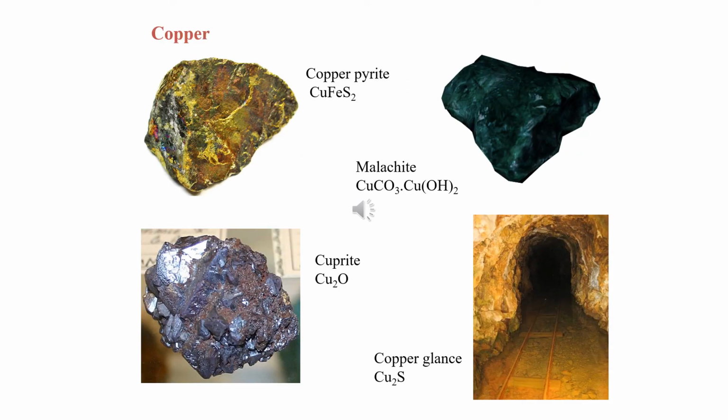Among many ores of copper, four ores have been shown in this picture. The first one with a golden appearance is copper pyrite, formula CuFeS2. The second one is malachite, formula CuCO3.Cu(OH)2. The third one with a silvery luster is cuprite, and it has the formula Cu2O. And the fourth one is a sulfide ore of copper with the formula Cu2S, and it's called copper glance.